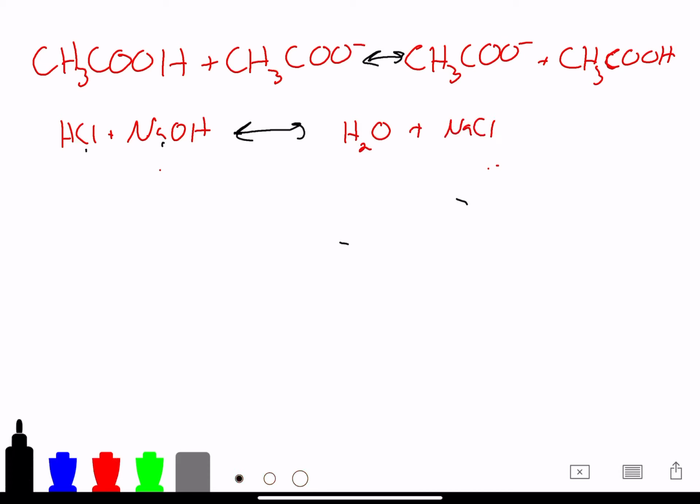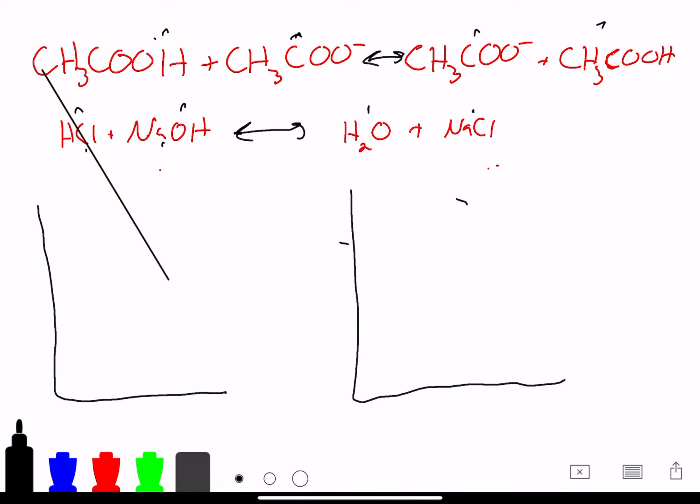Okay, so these are different than the reactant side, whereas these ones are the same, and that's what gives buffers their ability to resist changes in pH. So if we look at what's called a titration curve for each of these, which is just when you graph the pHs when you do a titration.